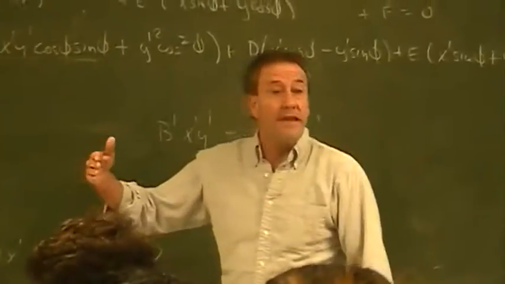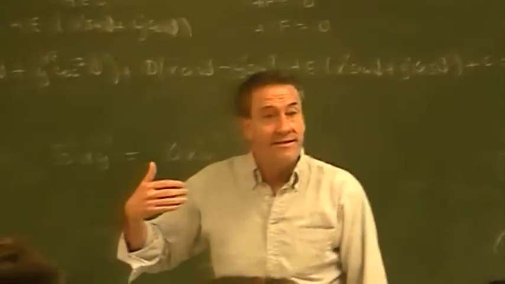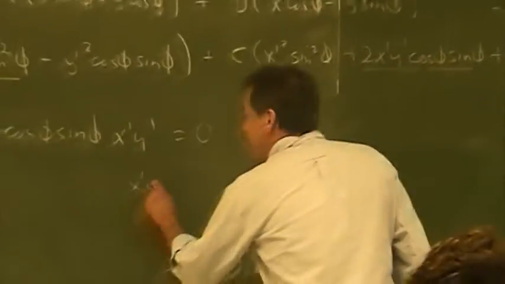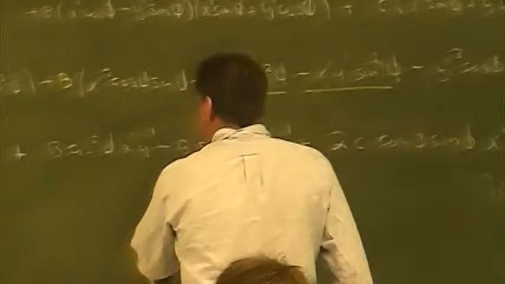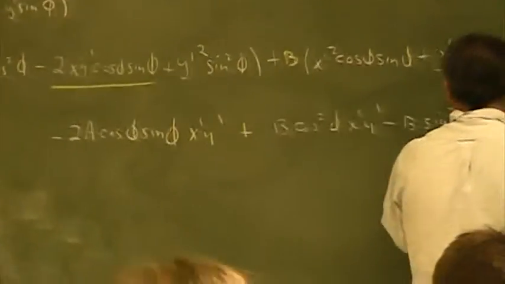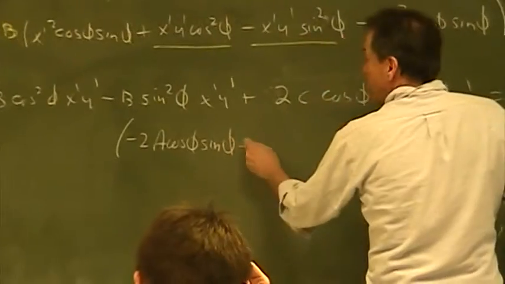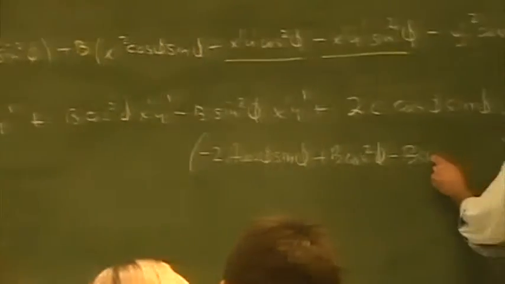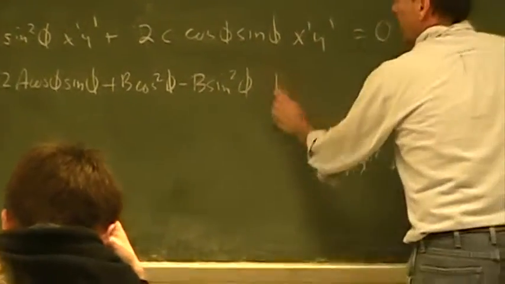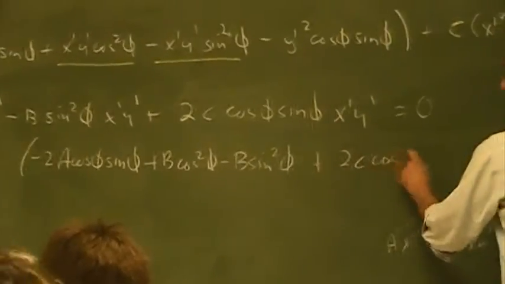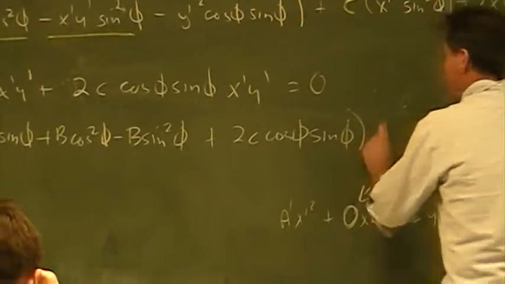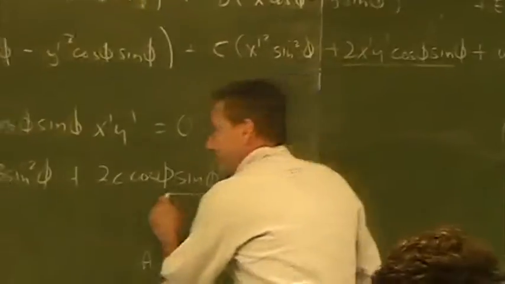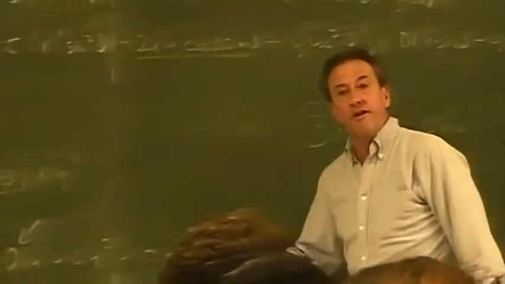Can't I factor all of the x prime y primes out? Is there an x prime y prime in every one of those? So, I'm going to factor out all this stuff. Negative 2a cosine sine, plus b cosine squared minus b sine squared, plus 2c cosine sine, times x prime y prime. This is this. Isn't that the coefficient of x prime y prime?